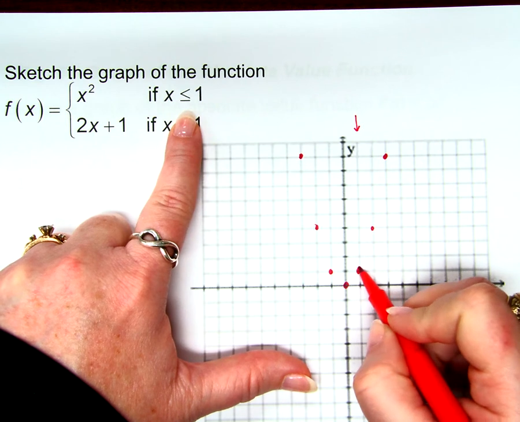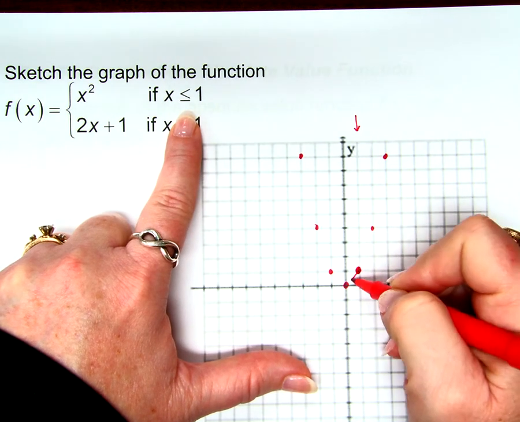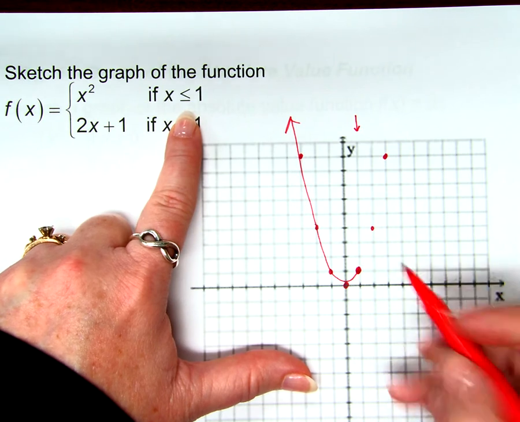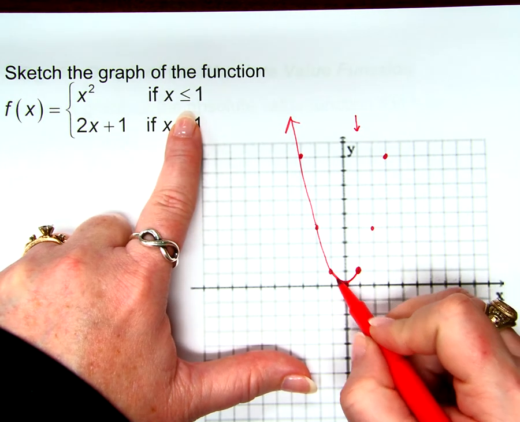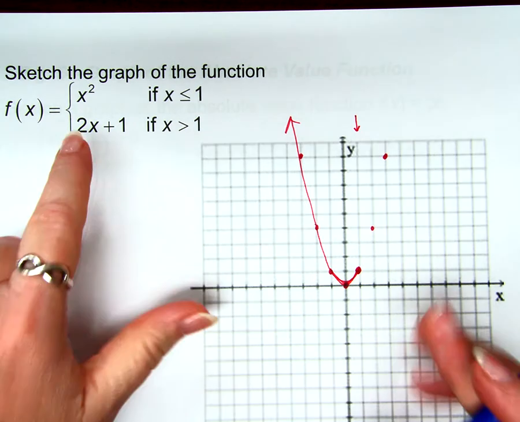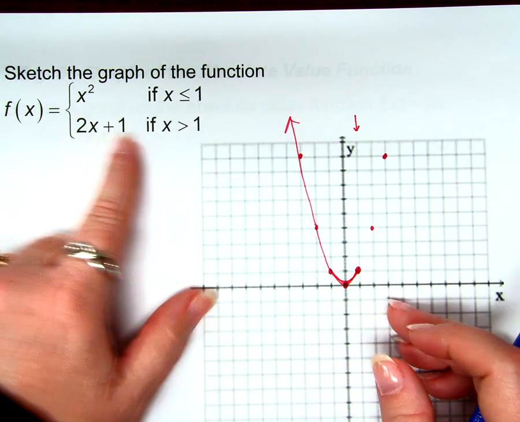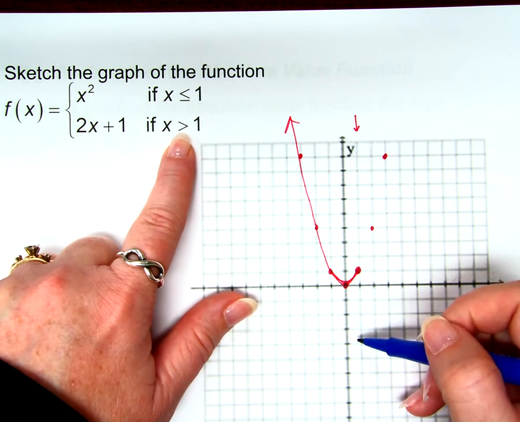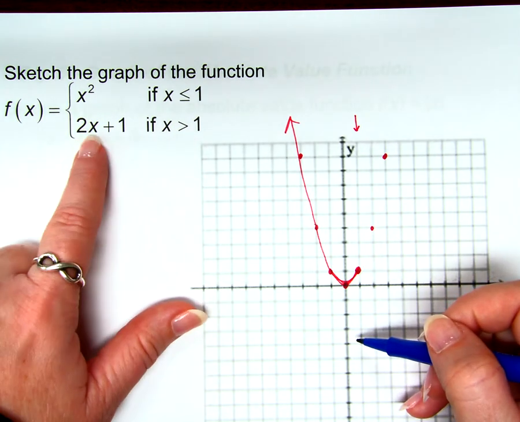So it's only part of the function right there. Okay. Didn't go low enough. Sorry about that. That's a little better. Okay. But it's the equation of this line on the right side of the line x equals 1. So it's 2x plus 1.